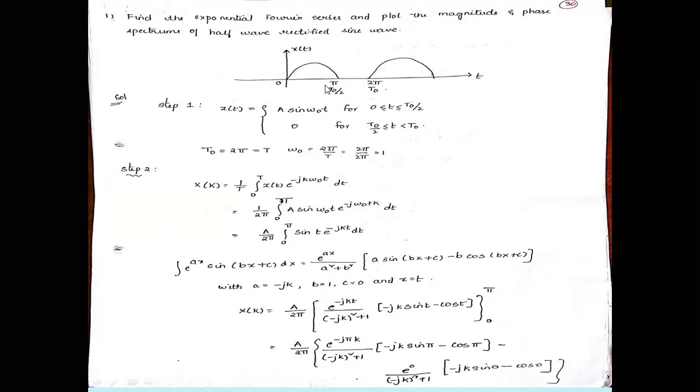What is t naught by 2? It is pi only, my dear students. The remaining term is 0. So take it as 0 to pi here. Understood? 0 to pi, a sine omega naught t and e power minus j omega naught k t dt. Using this trigonometric expression, substitute the values and simplify.